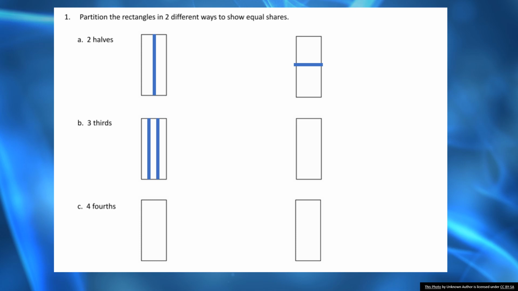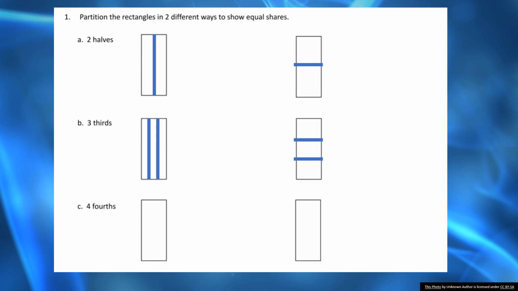So now we're going to go ahead and partition the second rectangle into thirds. And I'm going to use horizontal lines this time. So if I use two vertical lines, then how many horizontal lines do you think I'm going to be using? If you said two, you're absolutely right. So we're going to use two horizontal lines, and now we have thirds. Now, if you need to pause your video to make sure that you have your lines on your rectangles correctly, go ahead and do so now.